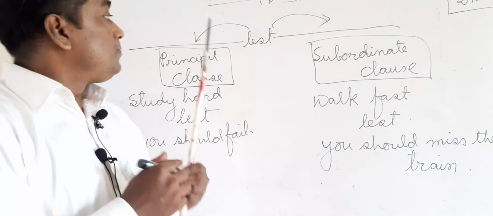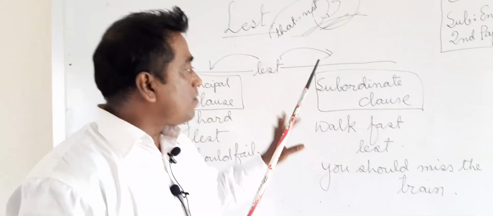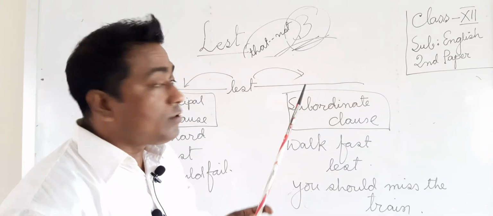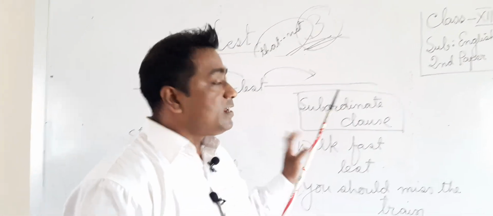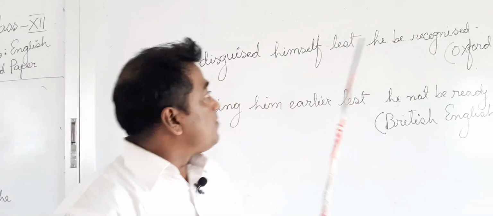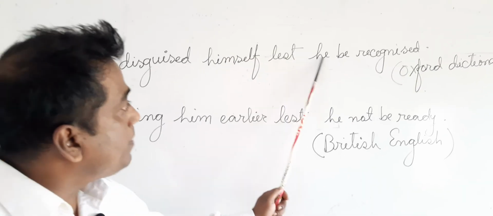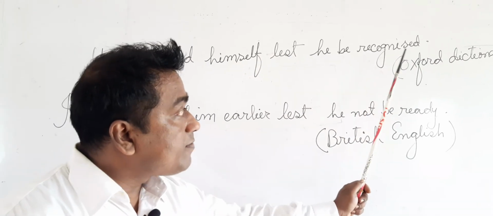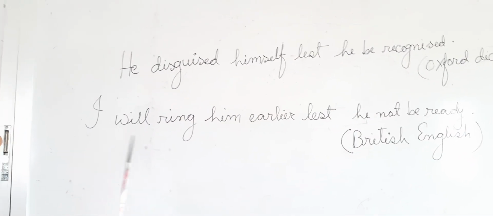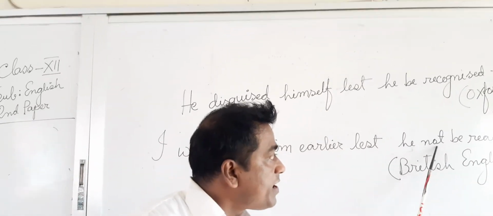That's the fact. Anyhow, the person behind the camera is giving me a warning to finish my lecture. I will show you the different types of use of 'lest' in the next class. You can see, for your further information, I have written down another two sentences. He disguised himself lest he be recognized. I have taken this sentence from the Oxford Dictionary, and in British English you can see, I will ring him earlier lest he not be recognized. You can see the negative expression.